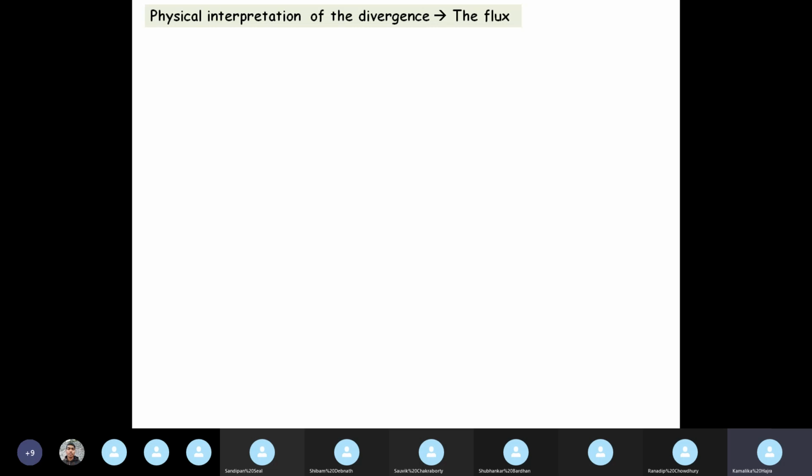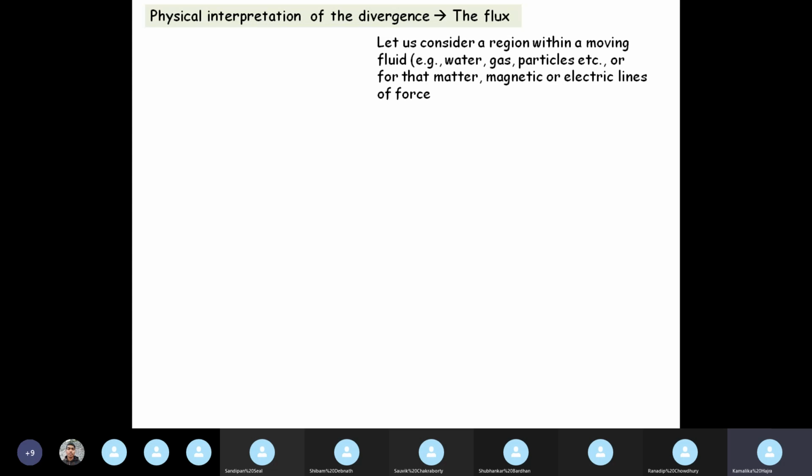Okay, so we will see that basically divergence of a vector is related to its flux in a given region. For this interpretation, as I told you, we consider a region with a moving fluid. It can be water or gas particles, or some other particles, dust particles, even people moving through a certain door or a hallway.